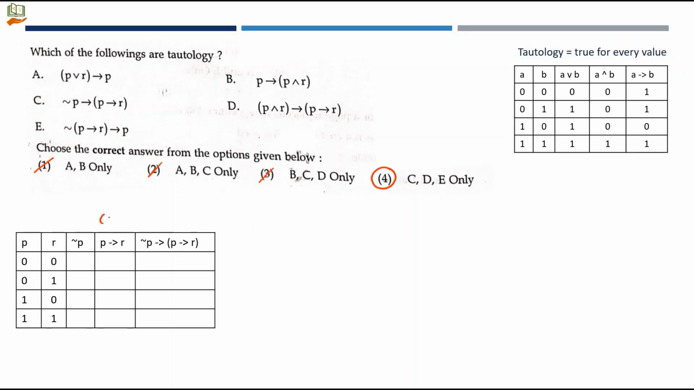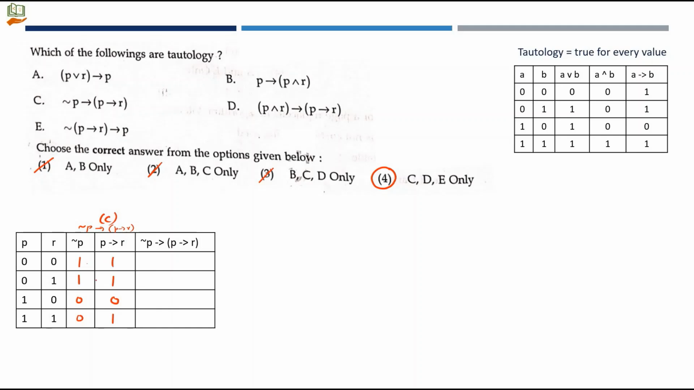We will start with the C expression. We have not P first. We have to just reverse zeros and ones here. What is P implies R? When you have 1 and 0, that place will be 0. The rest of the places you will have 1. This will be not P implies R. So it is in order.